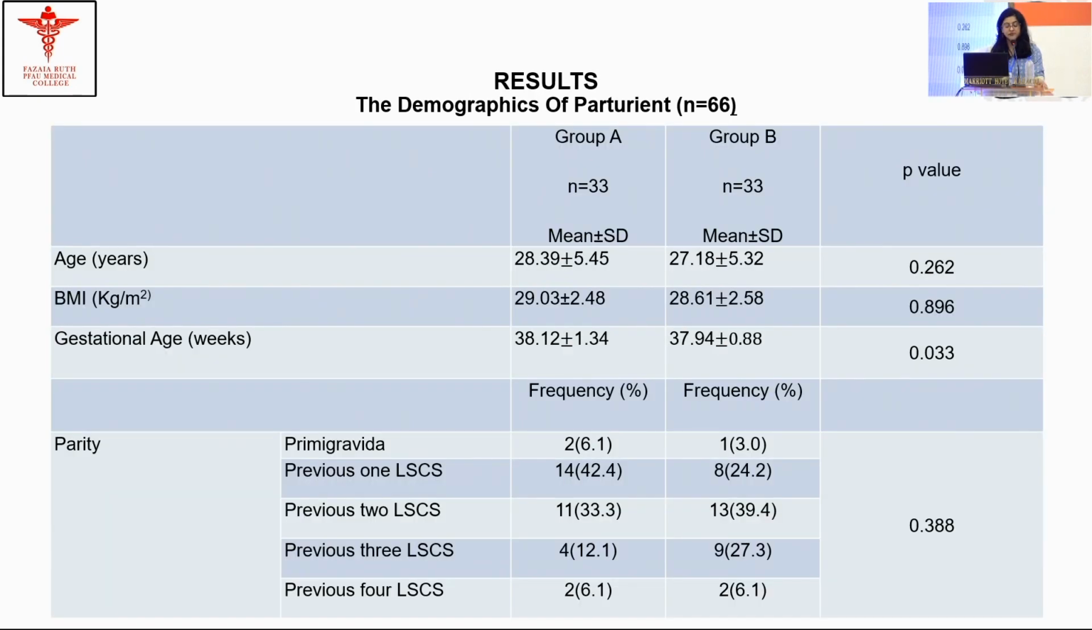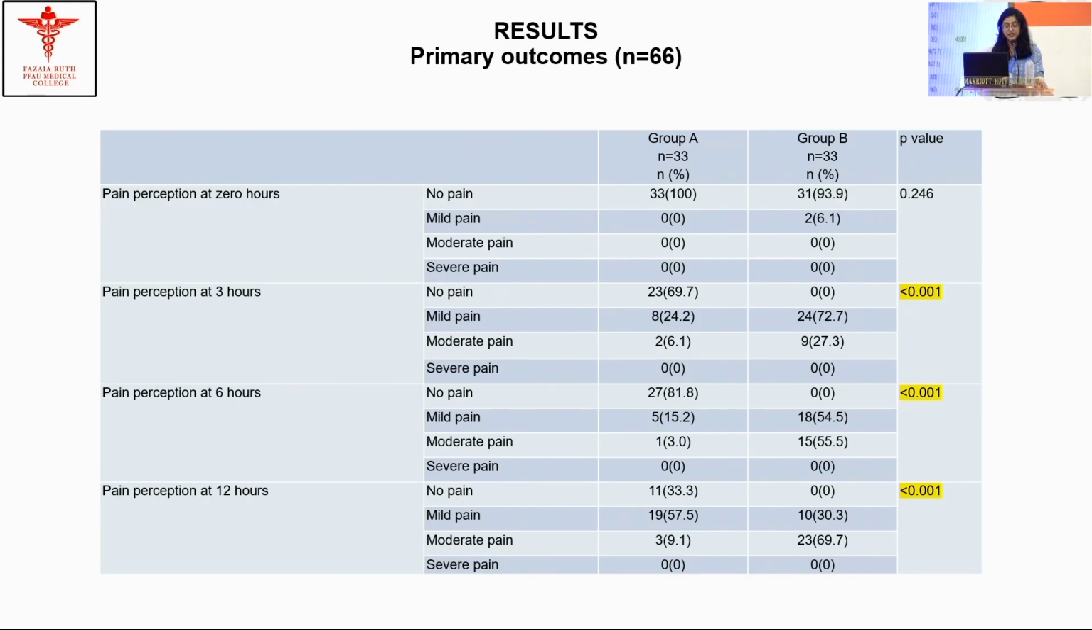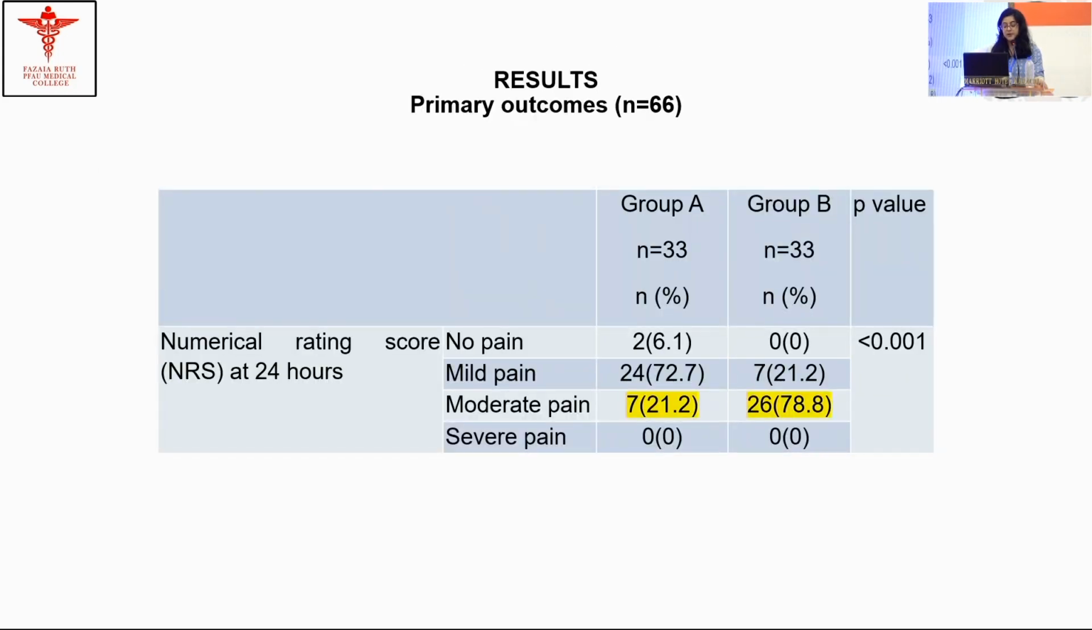As shown, the demographic variables were statistically not significant. The P-value at 3, 6, and 12 hours is significant. 21% of Group A patients complained of moderate pain, whereas 78% of patients in Group B complained of moderate pain.